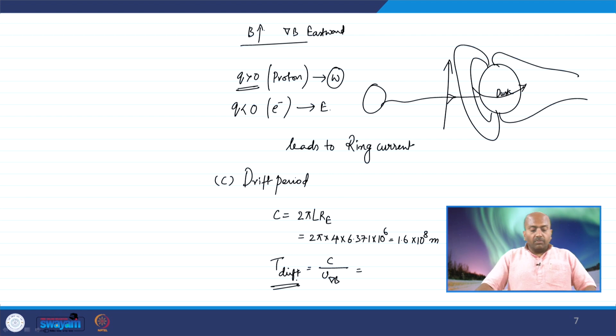We can see that the drift period scales inversely with the magnitude of the drift velocity. I believe these numerical problems can help you understand the concept at a much deeper level. So, try to practice more problems from any book and try to relate the concepts asked in the problem to the topics that we have discussed in the class. So, with this I close this lecture. Thank you.